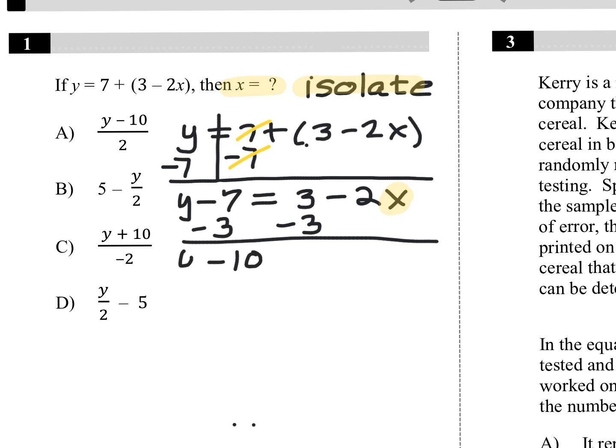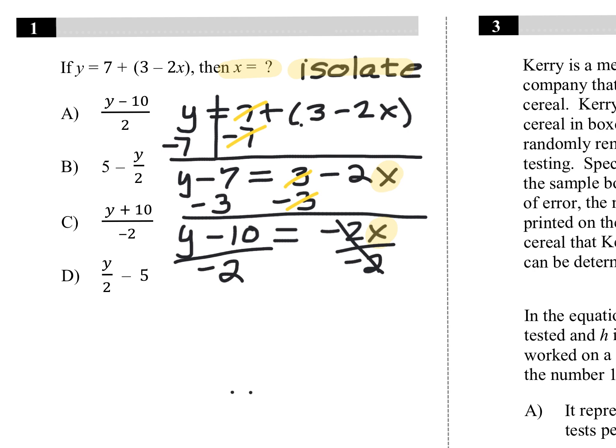And I'm going to bring the y down to go with it. Those are now canceled out. And I'm going to bring down the negative 2x. And then finally, I'm going to divide both sides by negative 2. So now my x is isolated.